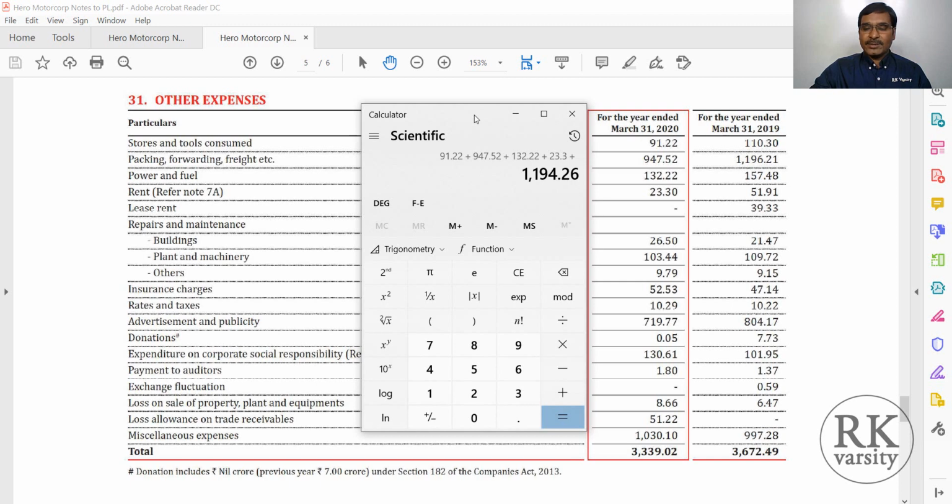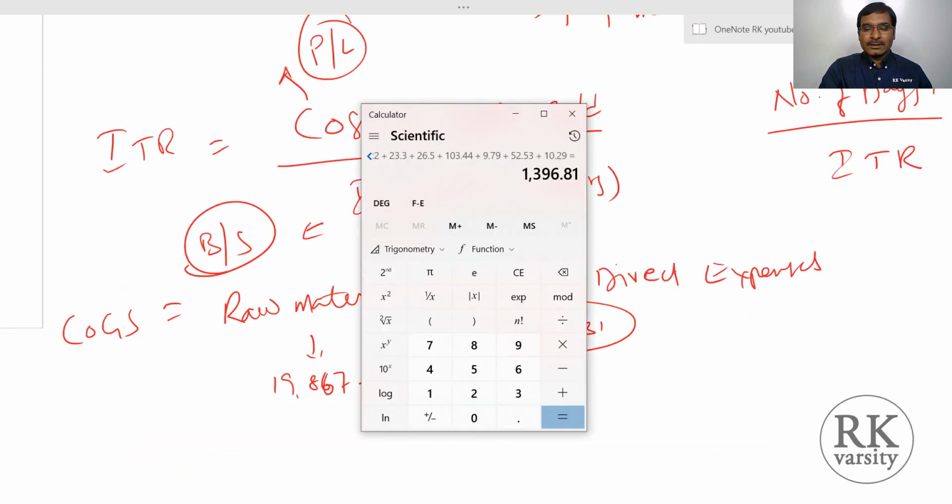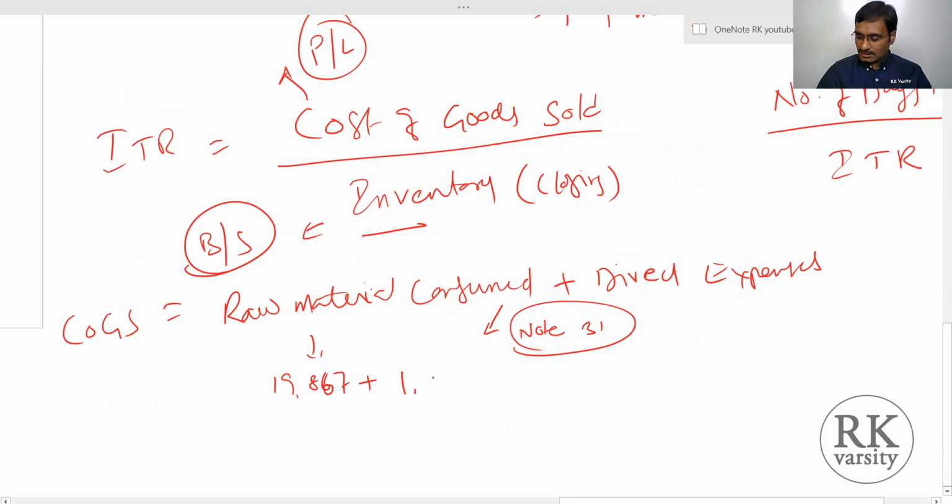Then your repairs and maintenance for buildings 26.50 plus plant and machinery 103.44 plus others 9.79 plus insurance charges to machinery, that is 52.53 plus rates and taxes 10.29. So 1396.81 are your direct expenses. So we'll take this amount here, 1396, let us say 1,397.